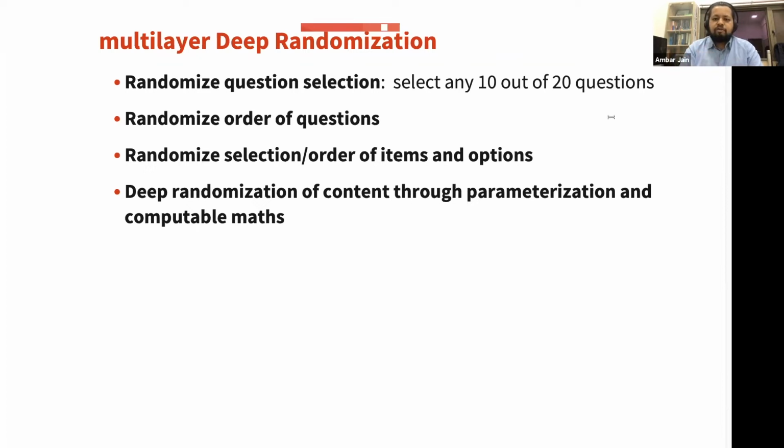So there are a few different layers of randomization that pretty much any assessment platform has, especially after this COVID-19 era, when all the teachers started using some sort of LMS or assessment software for conducting online quizzes, even if it is just Google Forms. Certain randomization is available in pretty much all these platforms, whether it's Moodle, Blackboard, or Canvas, and some of these basic techniques are randomizing the question selection.